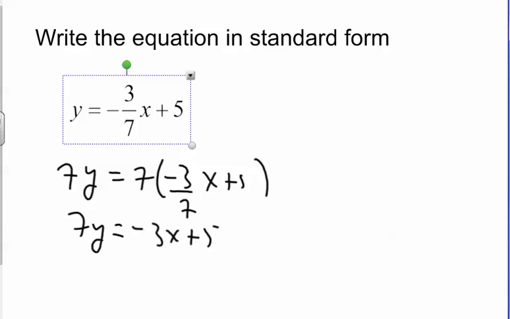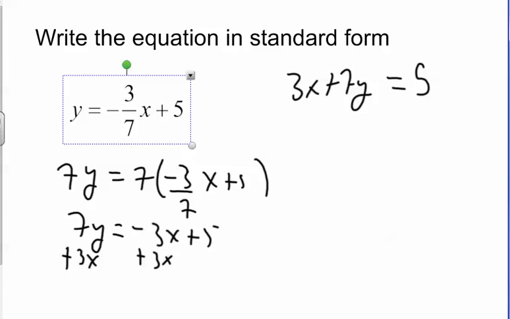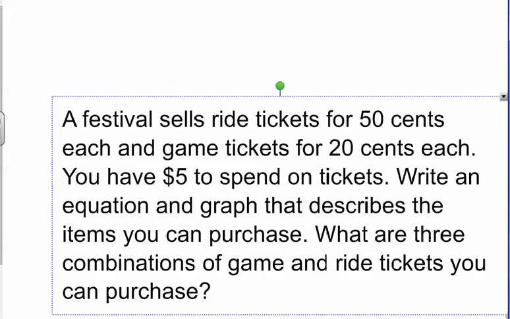Now my goal is to get the x and the y's on one side, so I'm going to add 3x to both sides. So then now I have 3x plus 7y equals 5. That's the standard form. It's an ax plus by equals c form. Pretty simple, right? Okay.